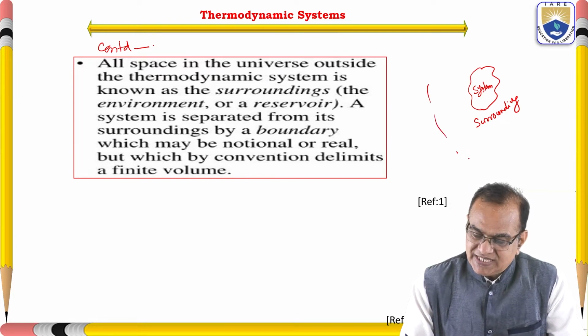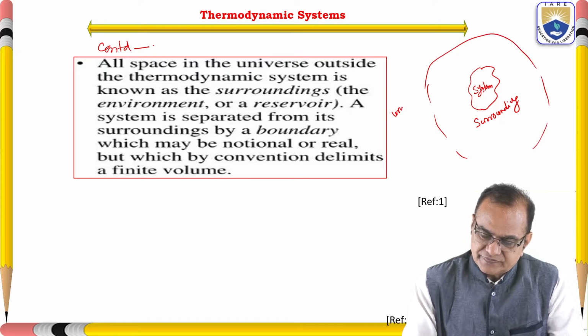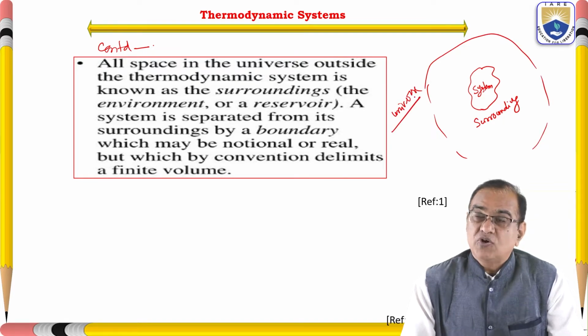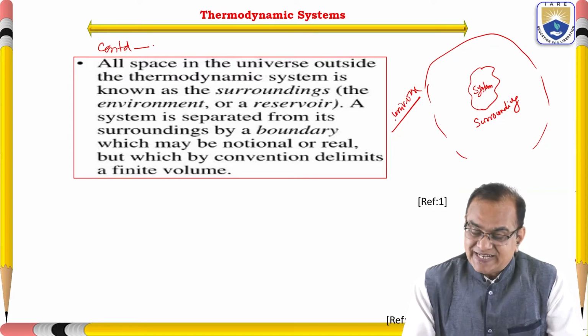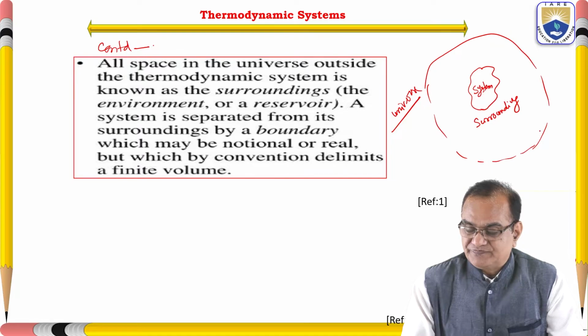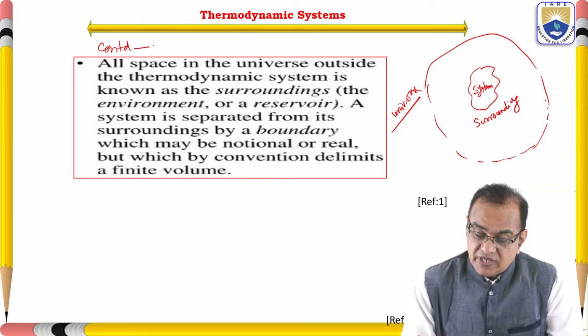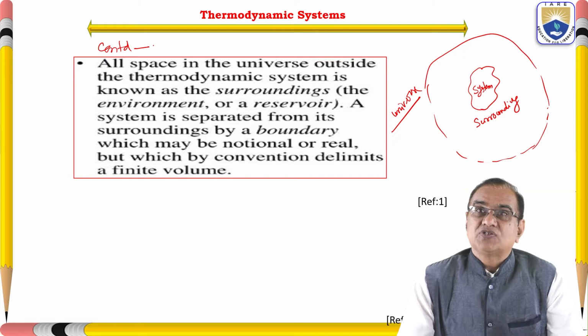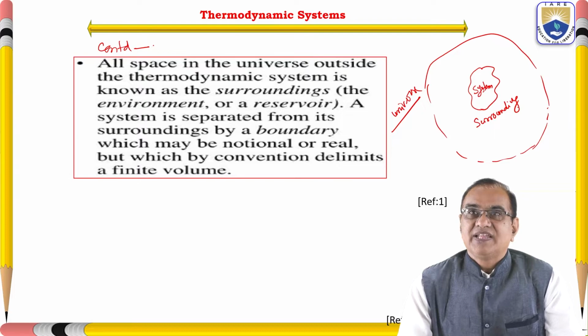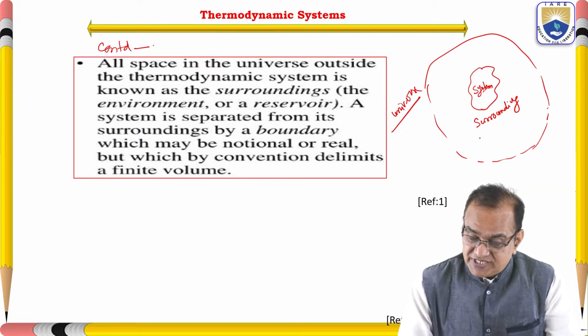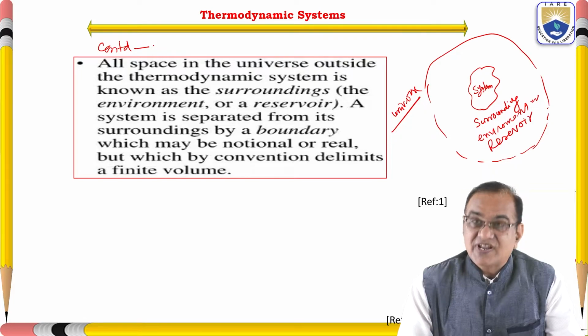So this total here is the universe. The universe contains the system and the surrounding both. If you want to define the surrounding, all space in the universe outside of the thermodynamic system is known as the surrounding. So this is the surrounding, the environment or the reservoir. This can be the environment, or we can say the reservoir is also the surrounding.